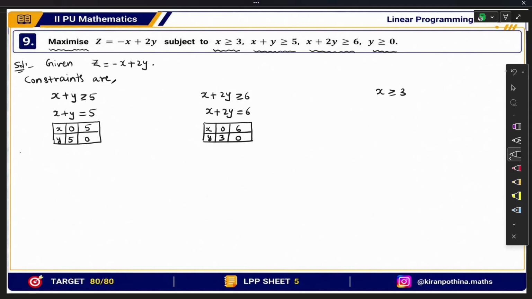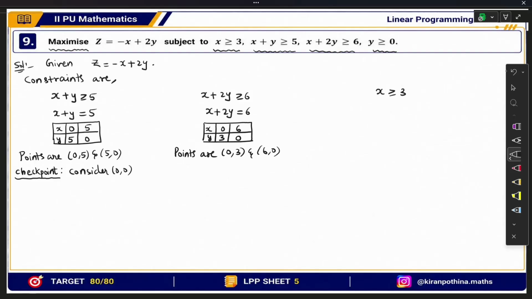Now come to this. What are the points? Points are 0 comma 5 and 5 comma 0. What about the points here? Here the points are 0 comma 3 and 6 comma 0. Now I will do the checkpoint here. What do we generally consider as checkpoint? I will consider 0 comma 0 as our checkpoint.